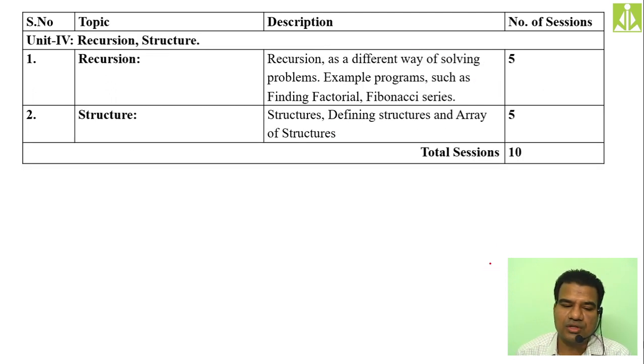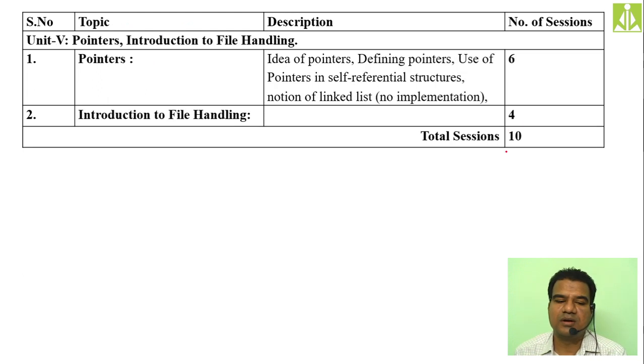Then we have the fourth unit, and in the fourth unit we basically study recursion and structures. Okay, 2 things. To complete the recursion concept, we need 5 classes, 5 sessions. To complete the structures concept, we need 5 more sessions. So overall 10 sessions. Lastly, the fifth unit: pointers and introduction to file handling.